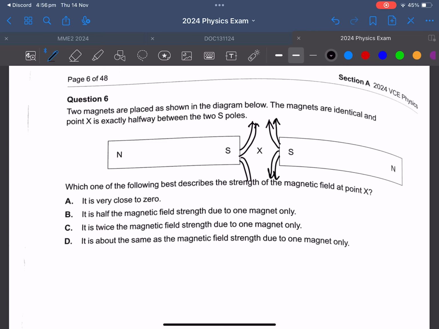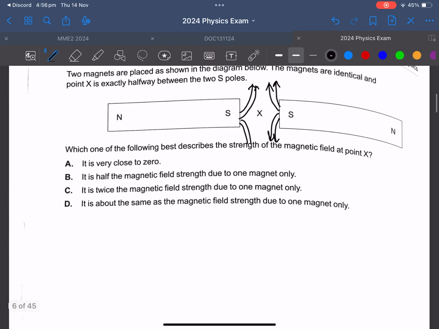So option A for now seems quite good. It is half the magnetic field strength. No, twice. No, it's about the same magnetic field. No, okay, I think it's going to be option A. The other ones are not quite there. Okay.